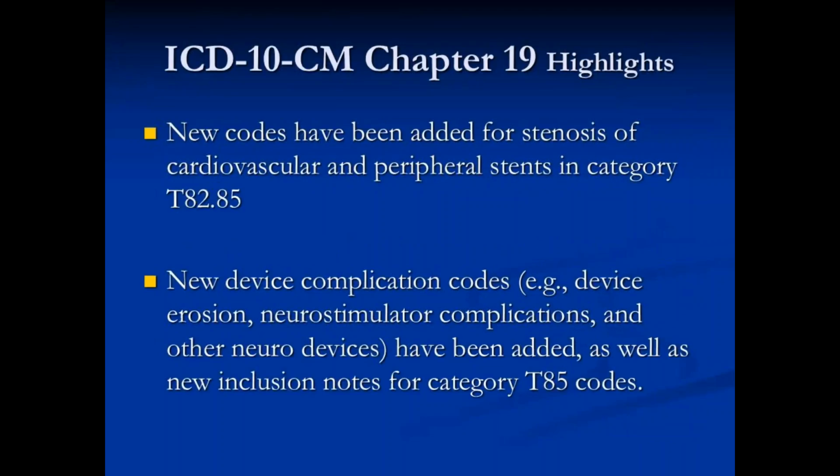The codes that are changed in Chapter 19 have been added for stenosis of cardiovascular and peripheral stents in category T82.85, and it's a lot of those. New device complication codes, for example, device erosion, neurostimulator complications, and other neural devices have been added as well. New inclusion notes for category T85 codes, and there's a lot of those too.